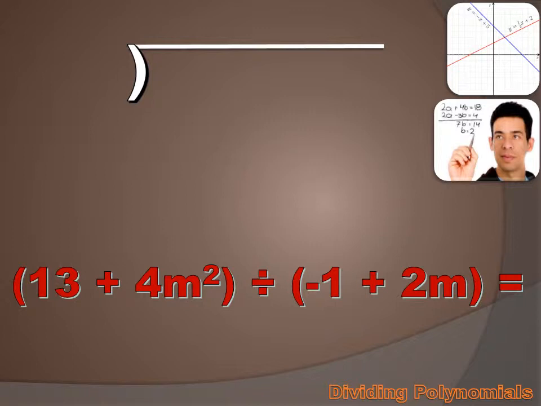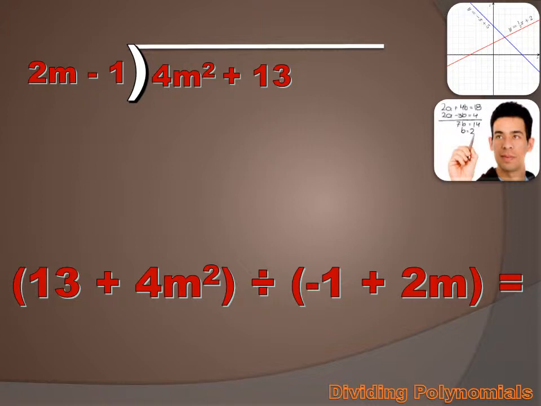But standard form would make me put my variable at the left side and my constant number at the right side of the expression. So I'm going to rewrite that, 2m minus 1. Same's true of my dividend, 13 plus 4m squared. That's not in standard order. Let's rewrite that as 4m squared plus 13.